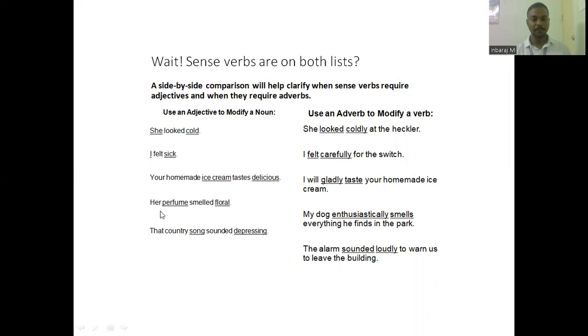Her perfume smells floral. My dog enthusiastically smells everything he finds in the park. That country song sounded depressing. The alarm sounded loudly to warn us to leave the building. So you can use both adjectives and adverbs with the sense verbs.